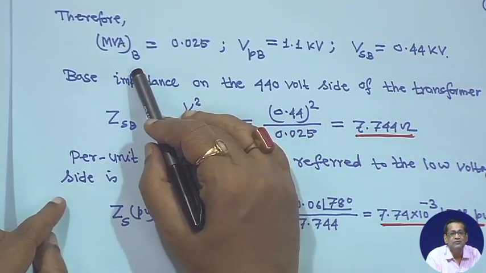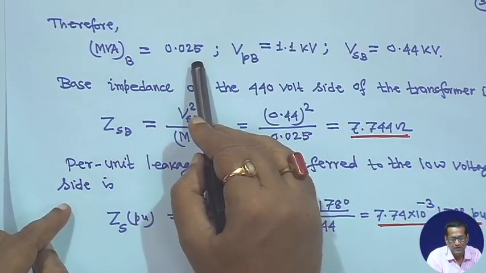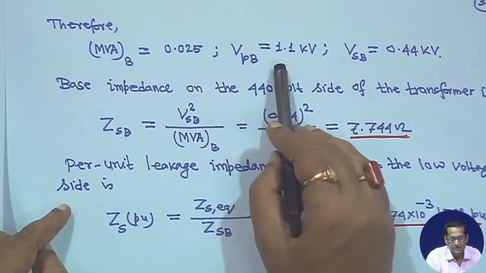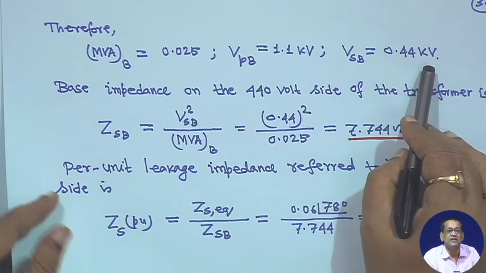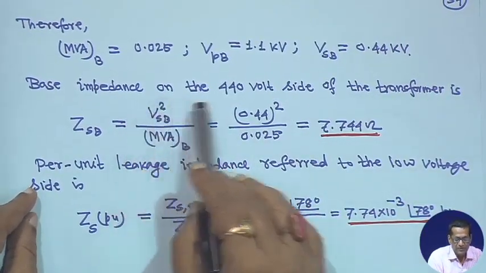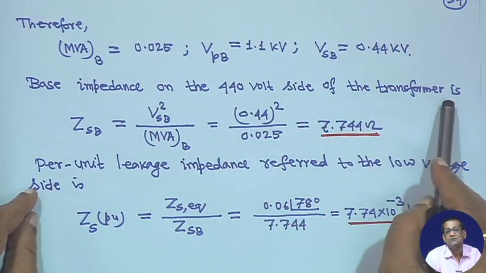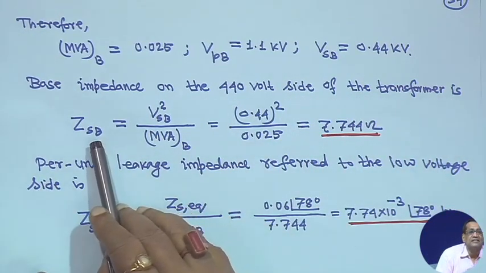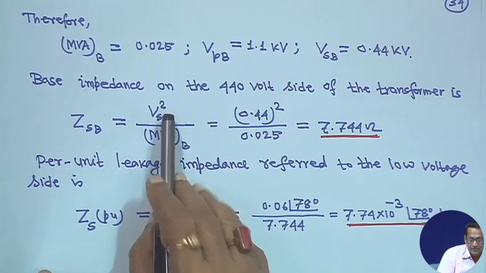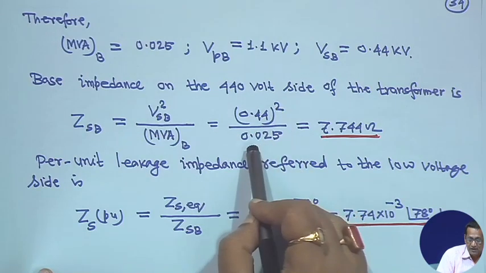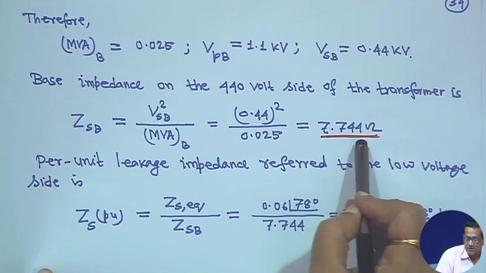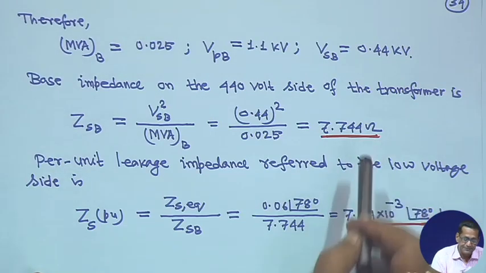Next, the MVA base is the transformer's own rating. Therefore, MVA base is equal to 0.025, the primary side base voltage VPB is 1.1 kV and the secondary side base voltage VSB is 0.44 kV. Now, you have to find the base impedance on the 440 volt side of the transformer. Therefore, on the secondary side ZSB is equal to VSB square divided by MVA base, so 0.44 kV square divided by 0.025 is equal to 7.744 ohm.